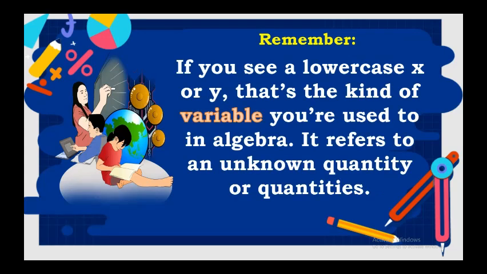If you see a lowercase x or y, that's the kind of variable you're used to in algebra. It refers to the unknown quantity or quantities. So the small letters from the alphabet, for example x and y, in lowercase, that is what we call the variable. We use that in algebra. That is an unknown quantity, so we need to get a value for that certain variable to make the equation correct.